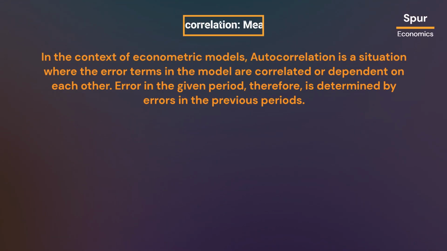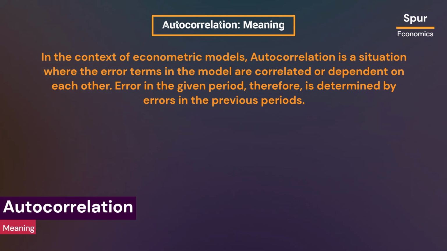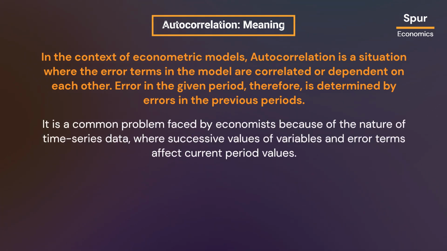In the context of econometric models, autocorrelation is a situation where the error terms in the model are correlated or dependent on each other. Error in the given period, therefore, is determined by errors in the previous periods. It is a common problem faced by economists because of the nature of time series data, where successive values of variables and error terms affect current period values.